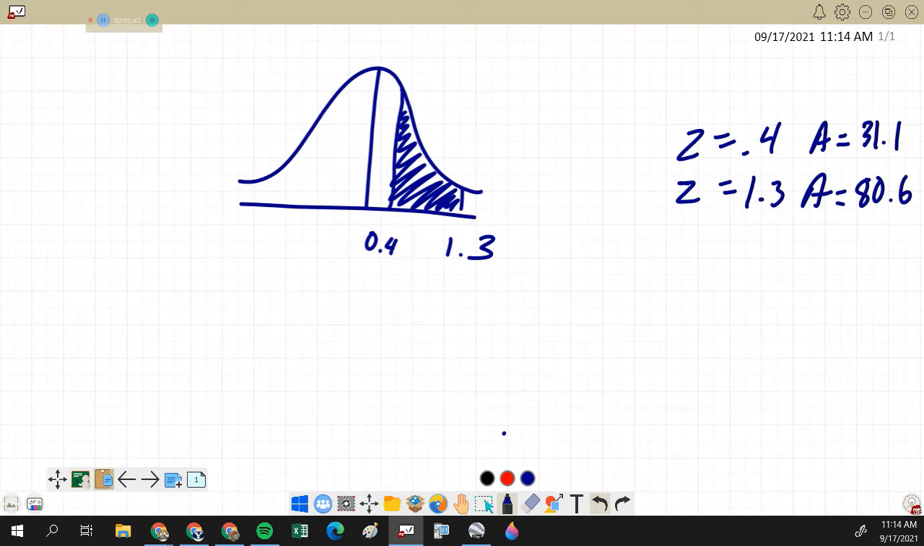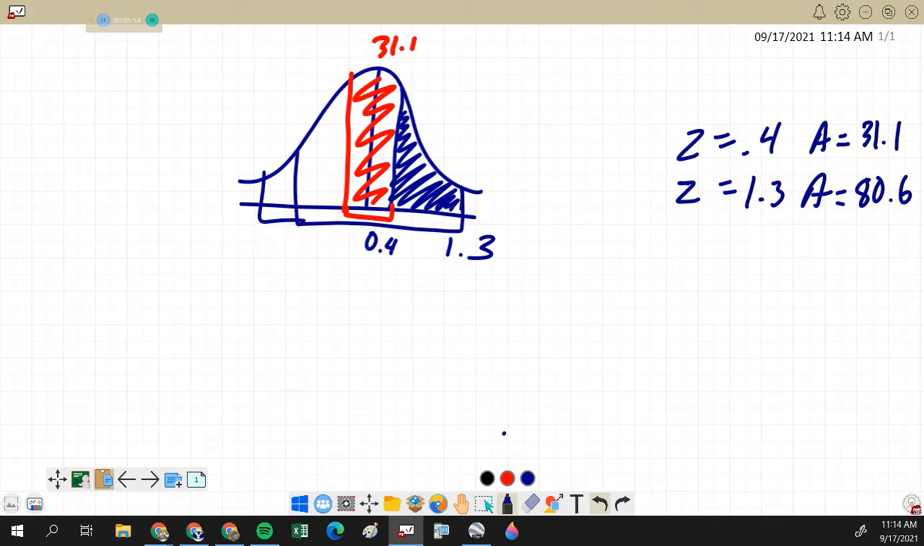So this area here is 31.1, and this area here, probably out to there, is 80.6. So how am I going to calculate this blue area? It's half of the red and then half of the other blue and then subtract them. So 80.6 divided by 2. And then we're going to subtract 31.1 divided by 2. And we get 24.75.